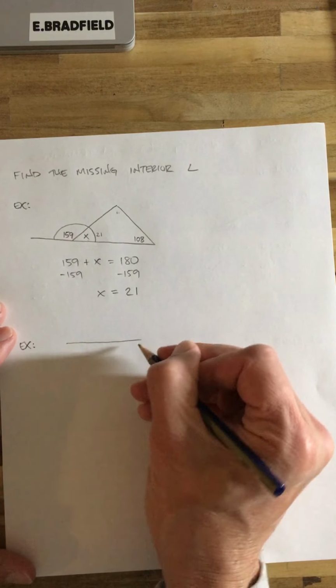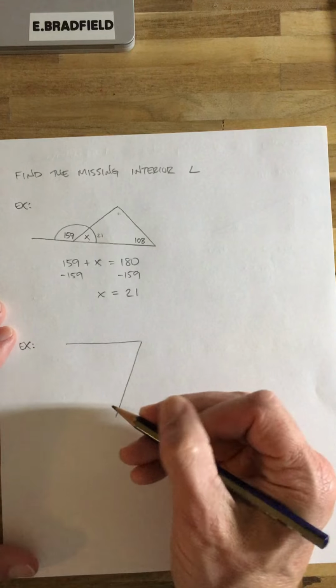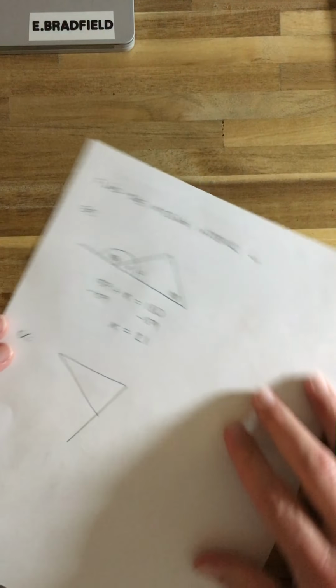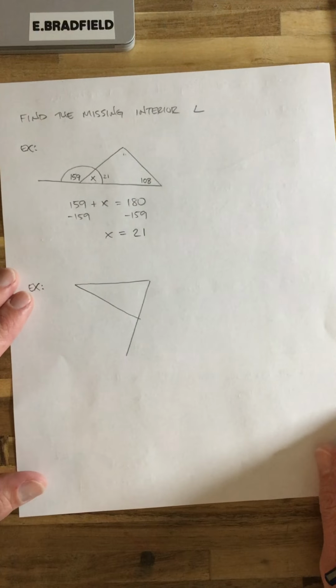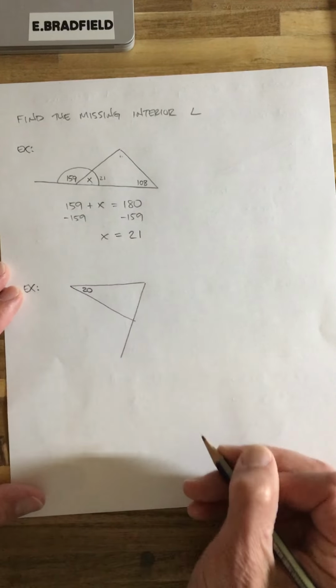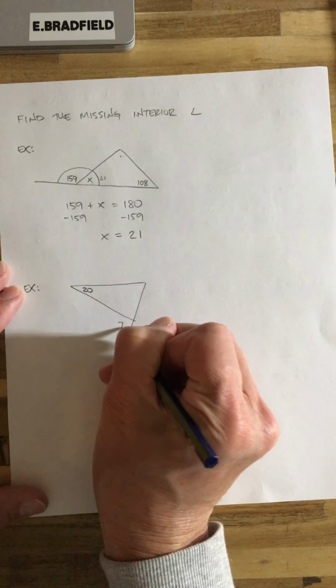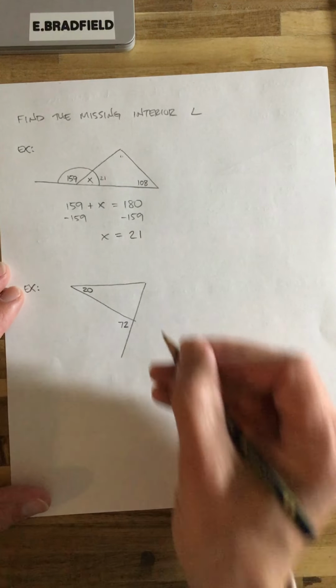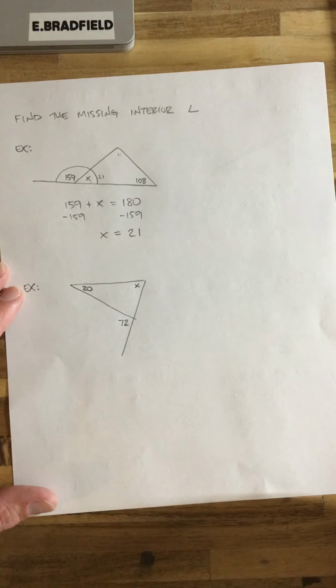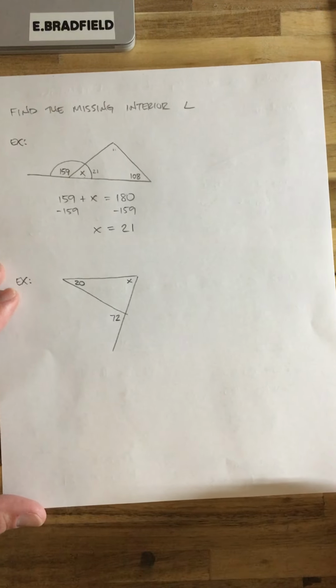It looks like this, but it actually looks more like a flag, doesn't it? All right, so I have 20 right here. I have 72 right here, not drawn to scale, but my x is all the way up here. What are we going to do?